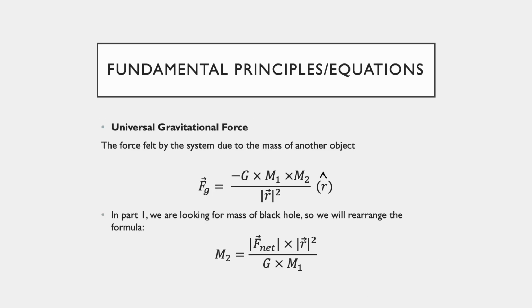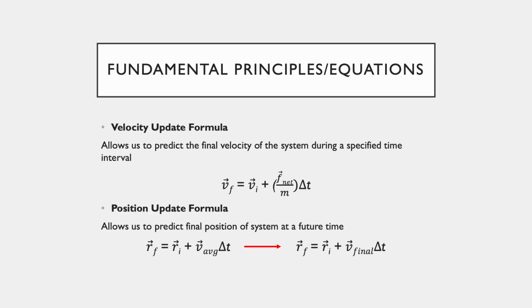We will also be using the universal gravitational force formula and principle, which is the force felt by the system due to the mass of another object. We know the value of G, as it is the gravitational constant given, and with the formula below we will rearrange it in order to find the actual mass of the black hole, which is the one unknown for part 1. We will also use the velocity and position update formulas in the second part of this lab.